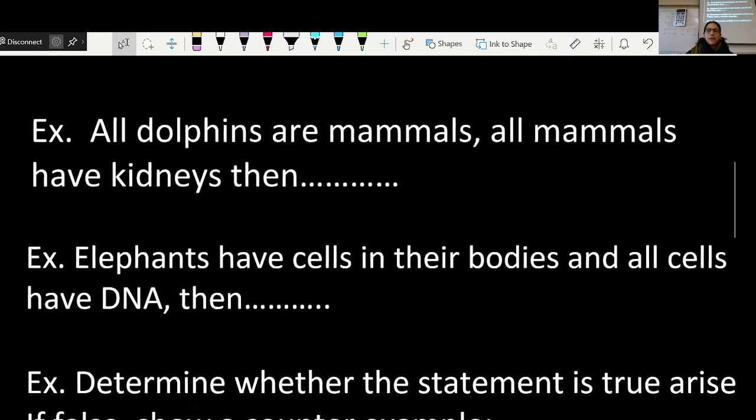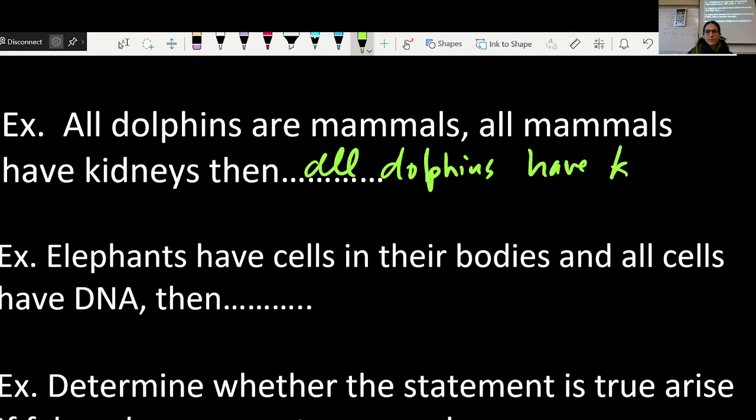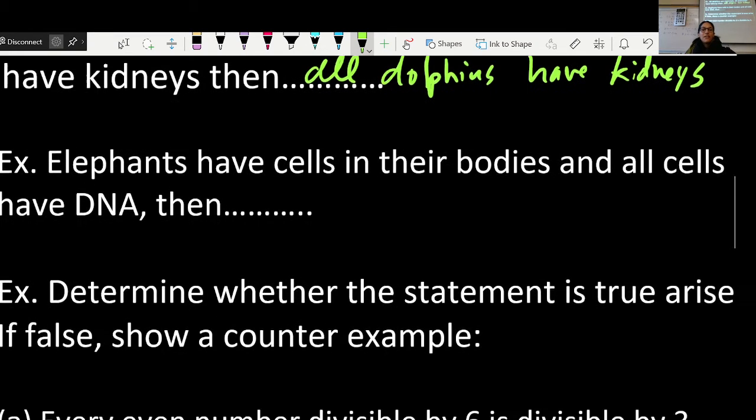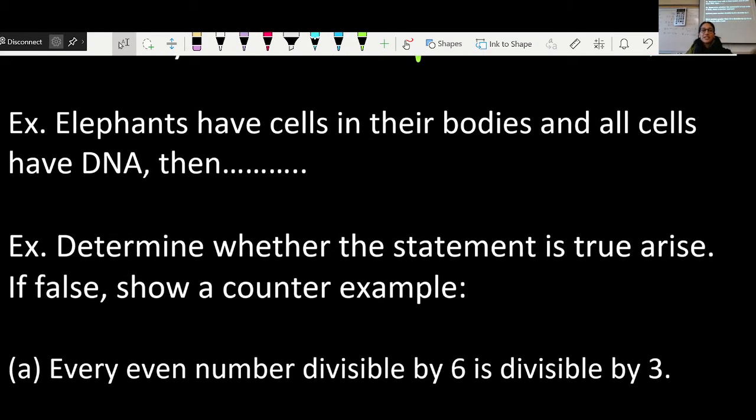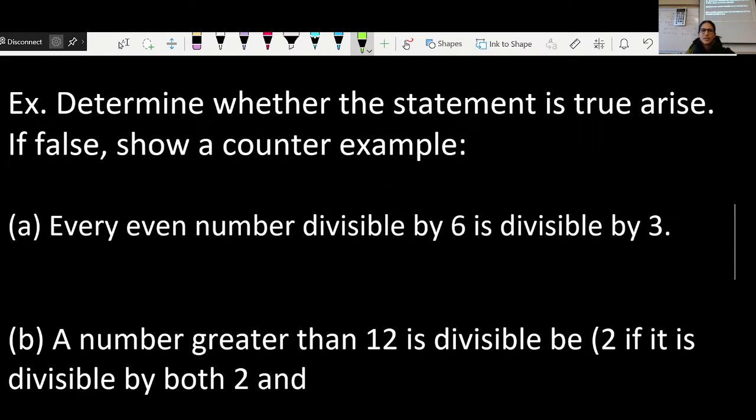If all dolphins are mammals and all mammals have kidneys, then what can I say? All dolphins have kidneys. Good? If elephants have cells in their bodies and all cells have DNA, then what can I say? Yeah, elephants have DNA. See, it's just applying logic, right? And then eventually using that to back up what you're going to be stating.